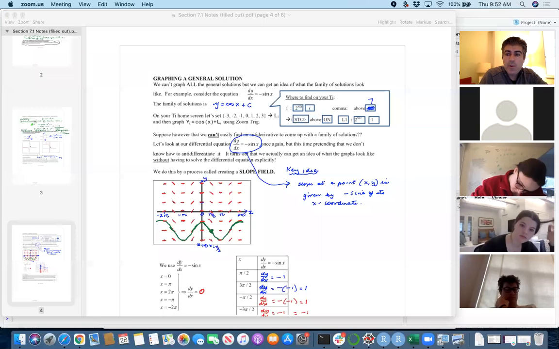Okay, so we are recording. Recording pages 4 through 6 of the 7-1 notes. And again, we're going to graph the general solution for the differential equation dy/dx equals negative sine x.